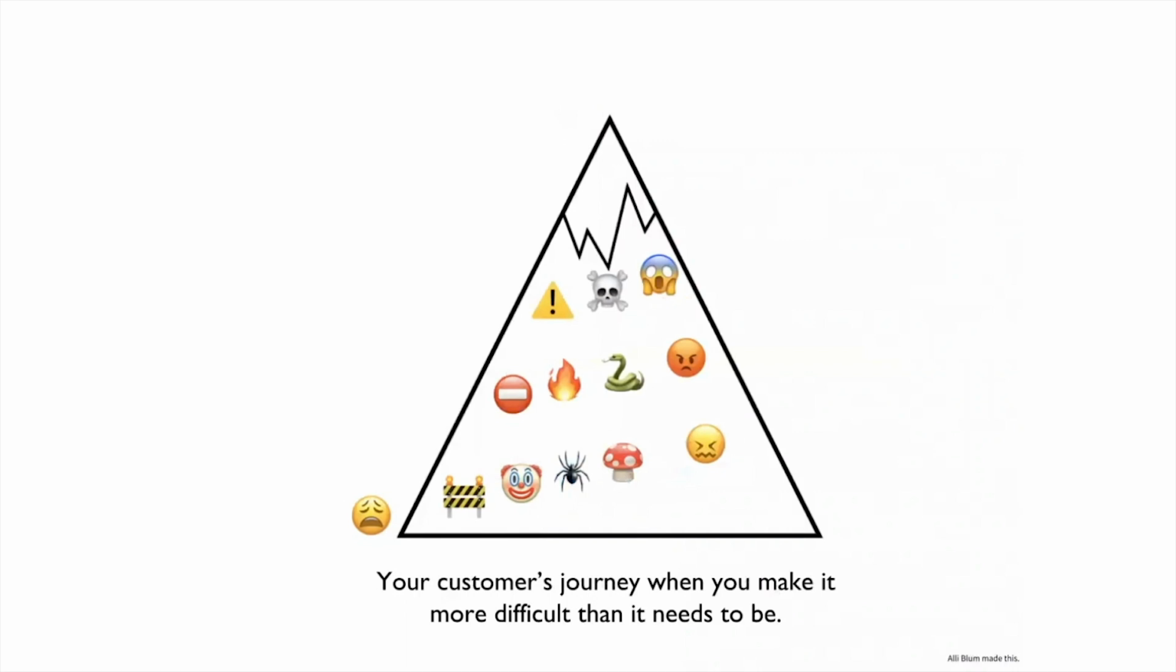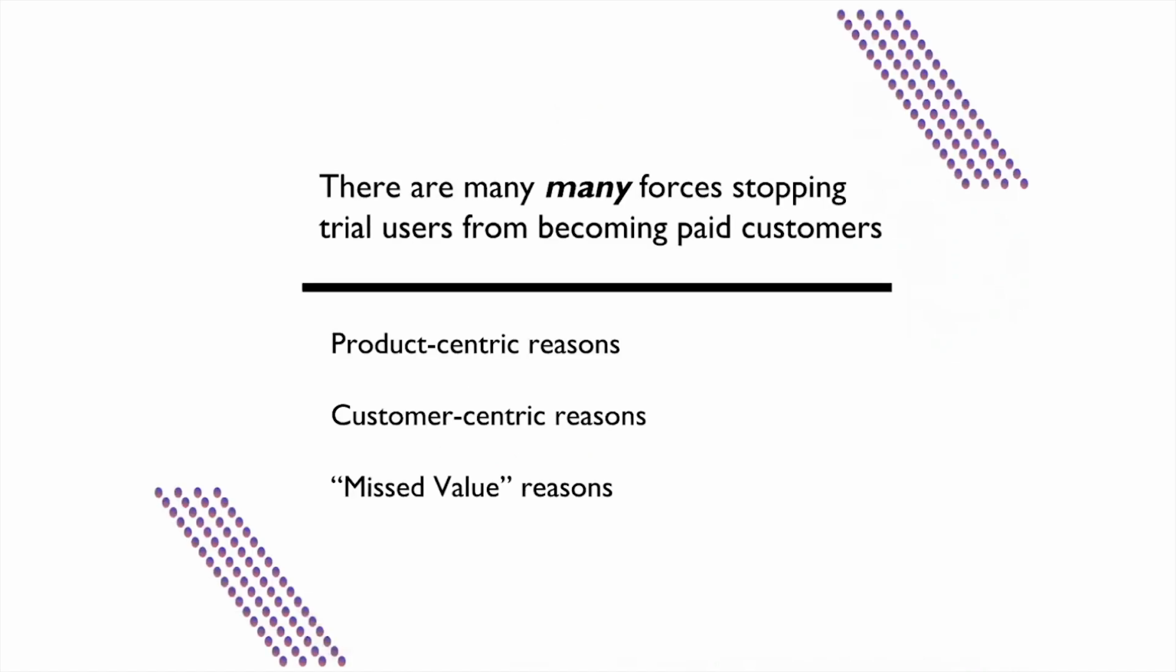Some of these forces happen on the customer's side of the world, and some of them are things that you may be inadvertently doing to prevent your customers from being as successful as possible. I like to categorize these reasons into 3 different areas. The first are product-centric reasons. We're going to talk about some examples, but these are the ones that are related to your product specifically. Customer-centric reasons don't really have too much to do with you. And then my favorite, which are these missed value reasons. So people who just didn't get the value during the trial.